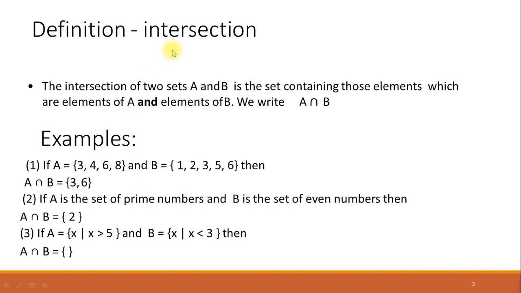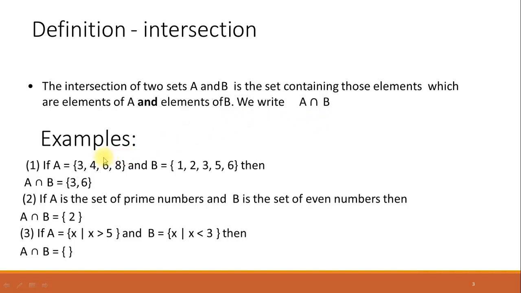Now, intersection of two sets. What is the intersection of two sets? The intersection of two sets A and B is the set containing those elements which are elements of A and elements of B, and we write A intersection B.